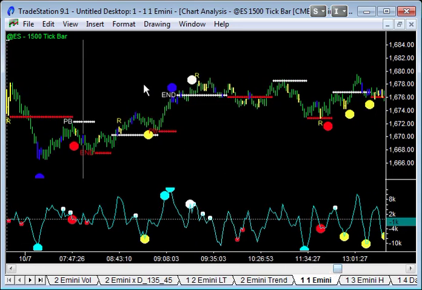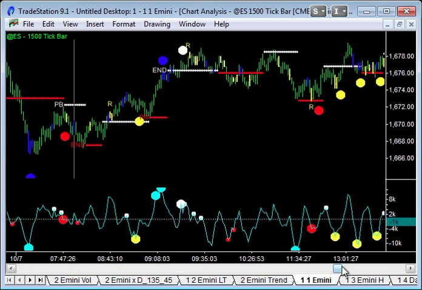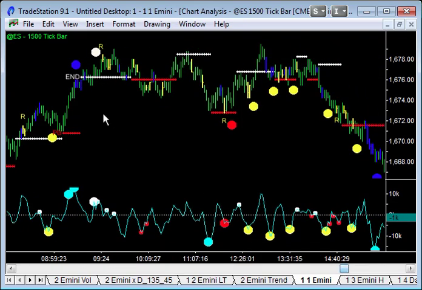But for me, tops take a while to form. You can see this took hours and hours and hours to get through here. I was short at the end of the day, and then I was just exhausted and tired, closed out my position, and that's when the breakdown happened at the end of the day. So I missed it, which is unfortunate.